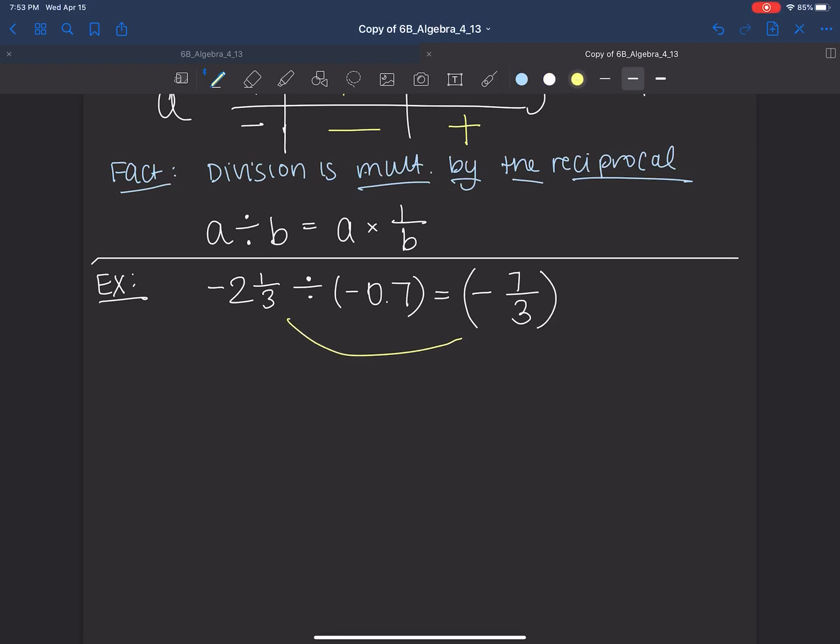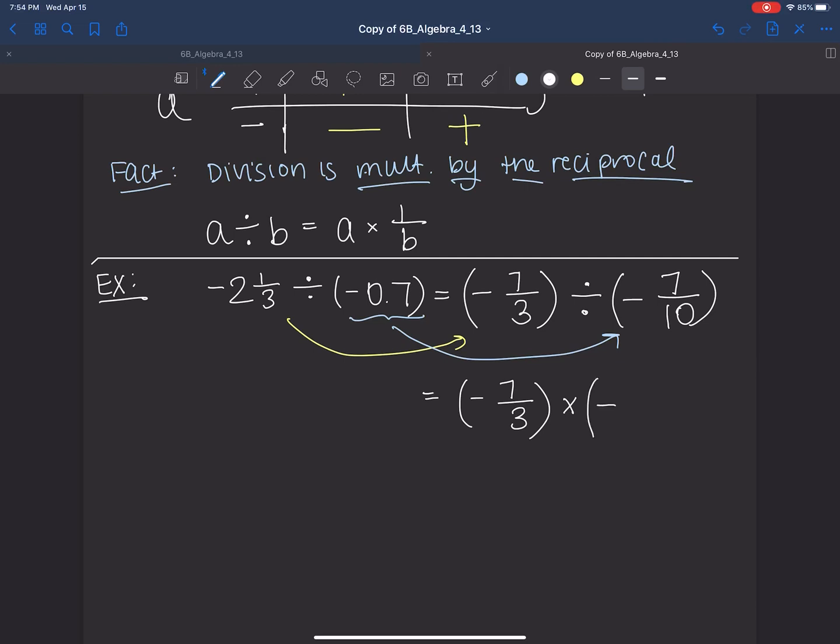This is 2 1/3, and I'm dividing this by -7/10. This is coming from -0.7, which is 7/10. Okay, and now we know that when we divide, it's the same as multiplication by the reciprocal. So I'm going to change it to multiplying by -10/7. And this is great news because I can cancel out that 7 from the numerator and the denominator. And at the very end, I'm left with 10/3, and now I have to decide what sign to put on.